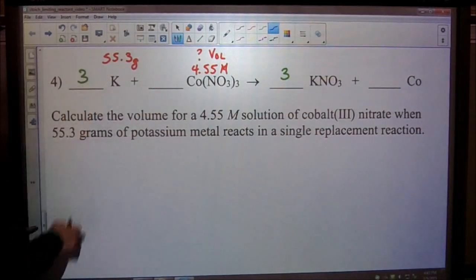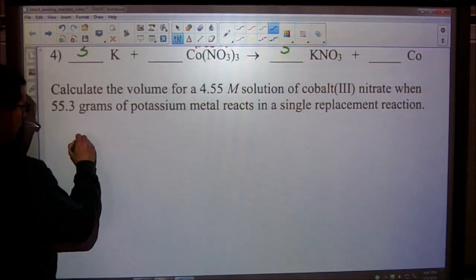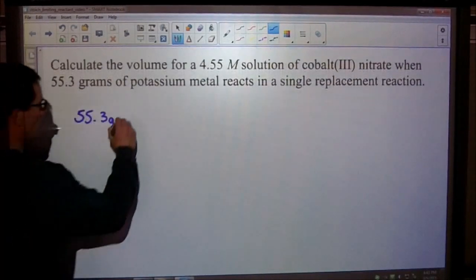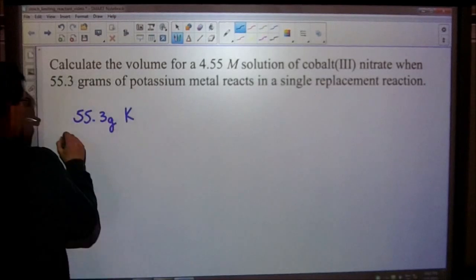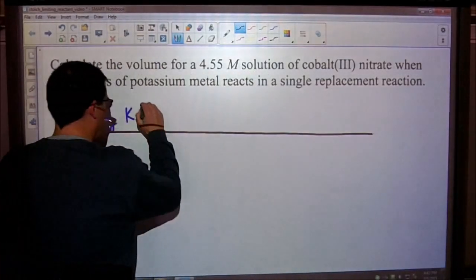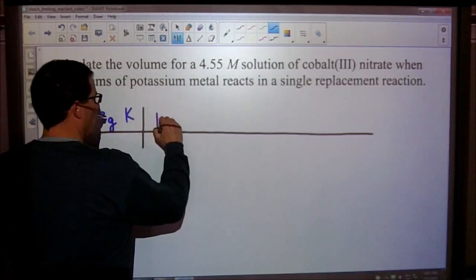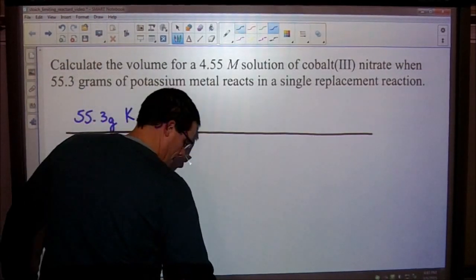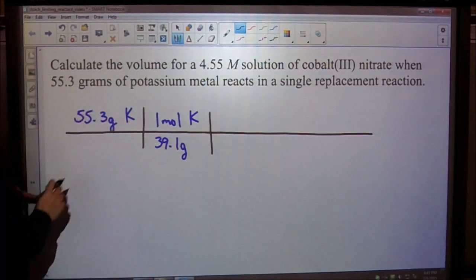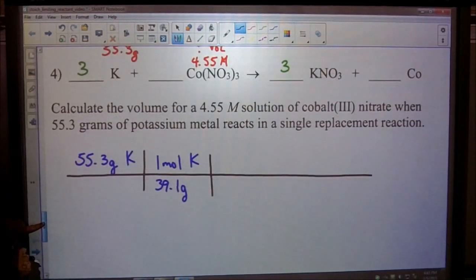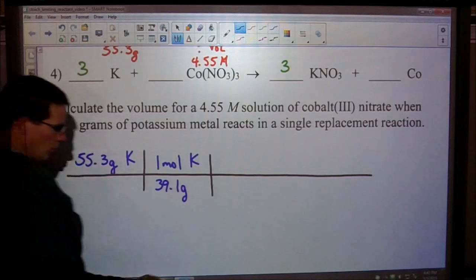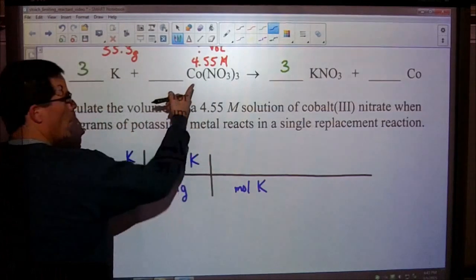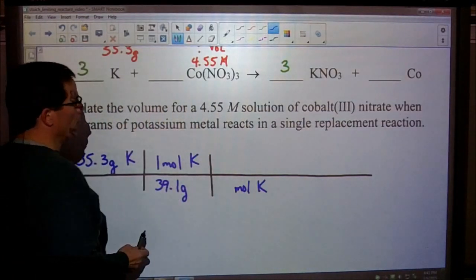So step 1, write a balanced equation. Step 2, start with what you know. So we have 55.3 grams of, what was that again? Potassium. And potassium has a molar mass of 39, so 1 mole of potassium is 39.1 grams. And that's step 2, so we have our grams converted into moles. Now I'm going to use the mole ratio. I'm going to get rid of moles of potassium and go to moles of cobalt-3 nitrate.